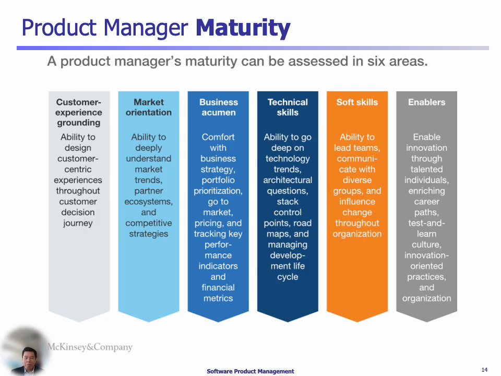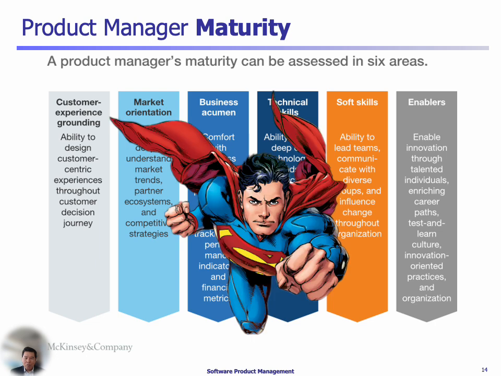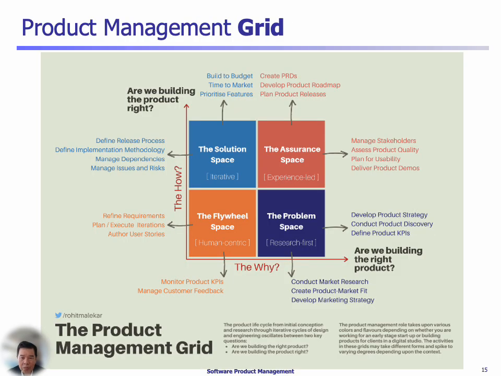Here is another perspective of what a product manager's skills and maturity need to be in these 6 different areas. So you can see the product manager's work is to be a Superman. You need to be a master of all the skill sets here. The product management grid gives you a good understanding of the different focus in doing product management.